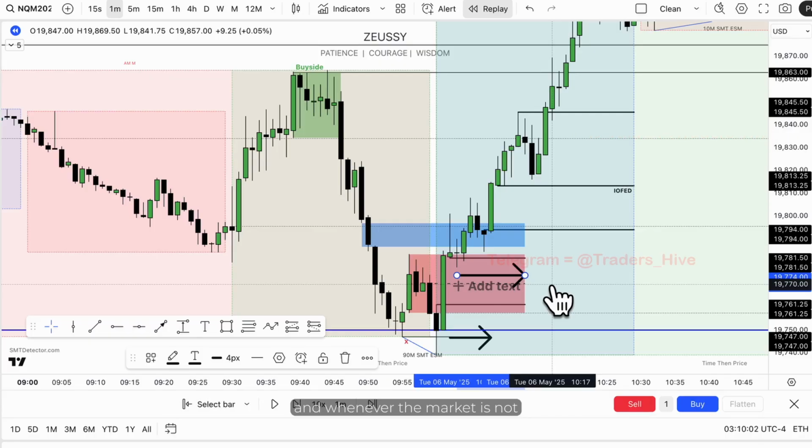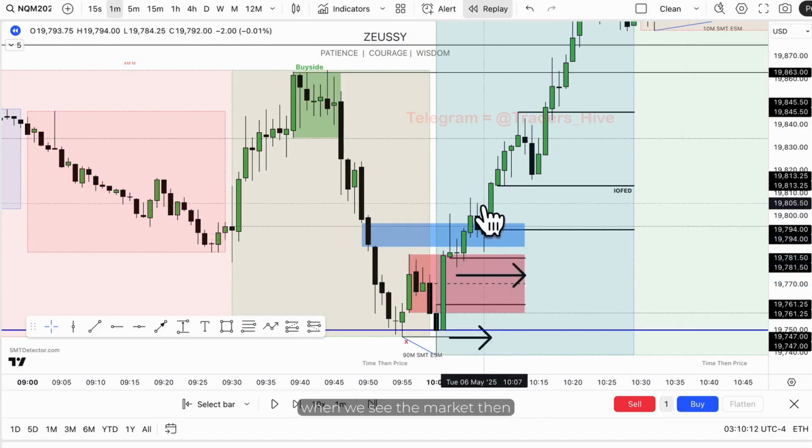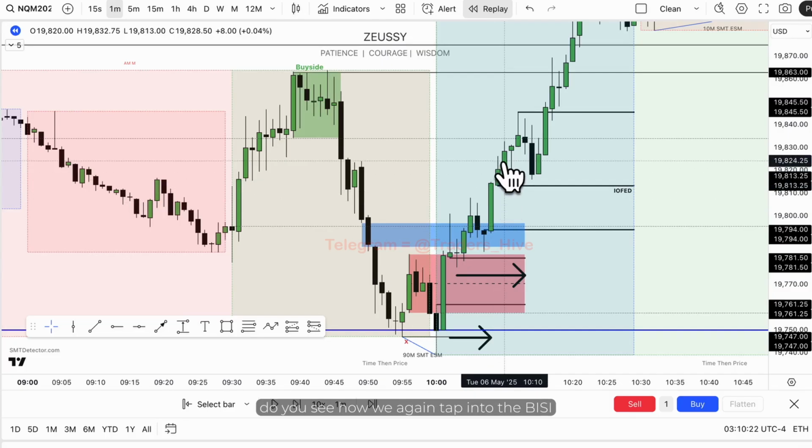And whenever the market is not delivering as I'm outlining it to you here, and it instead trades below an invalidation level, that right there is a huge warning sign for the delivery which is about to come. When we see the market then displace higher away from this CB and we see this large BC get established, what my eye is drawn to is the reaction to that BC. Do you see how we again tap into the BC and then expand higher?